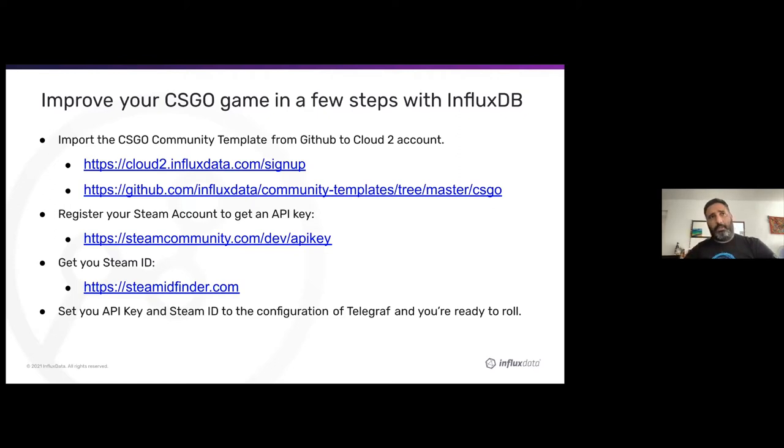As I said before, import the community template. We need to register your Steam account to get an API key, a developer API key. It's not easy to find. It took me a while because if you search for the Steam developer API key, it doesn't show up in Google, but there is a link to get that API key. Also, we need your Steam ID, and the Steam ID is not your username. The Steam ID is a long number that you can find using this tool, Steam ID Finder. We join that number to the API key and add it to the configuration of Telegraf. And in this case, we are ready to roll and start to get metrics about our game.